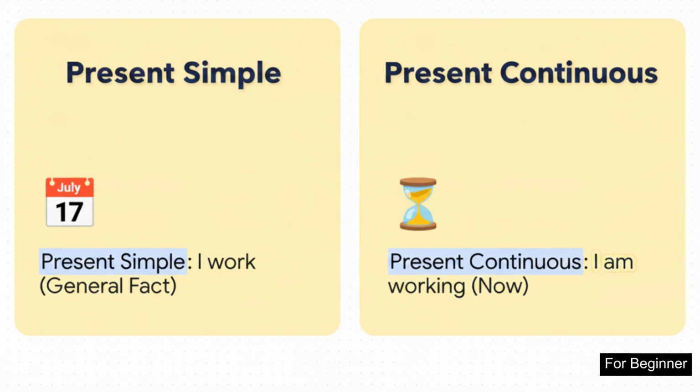On the left, we've got the present simple, which shows what happens in general or as a fact, like I work. But on the right, we have the present continuous. This is for an action happening at this exact specific moment, like I am working. It really highlights the difference between your normal, permanent routine and a temporary action.